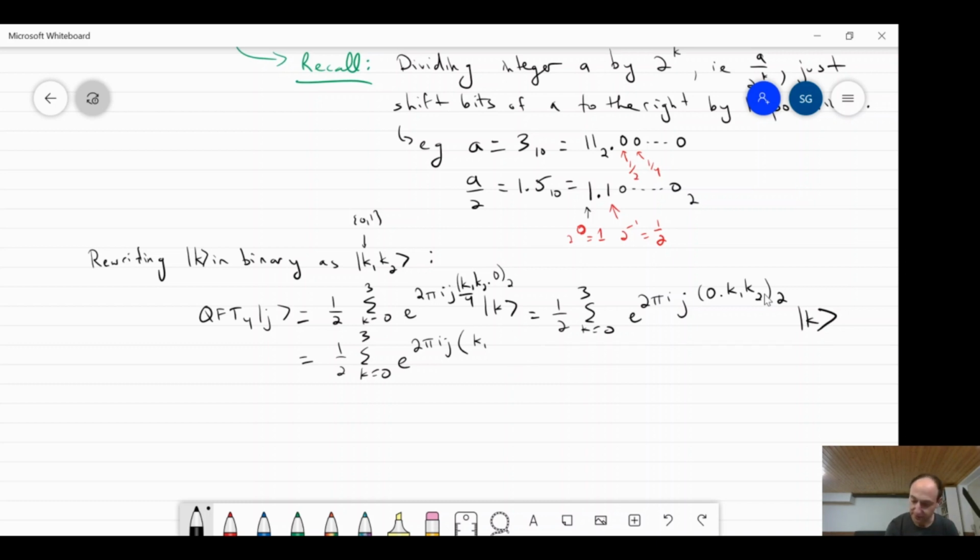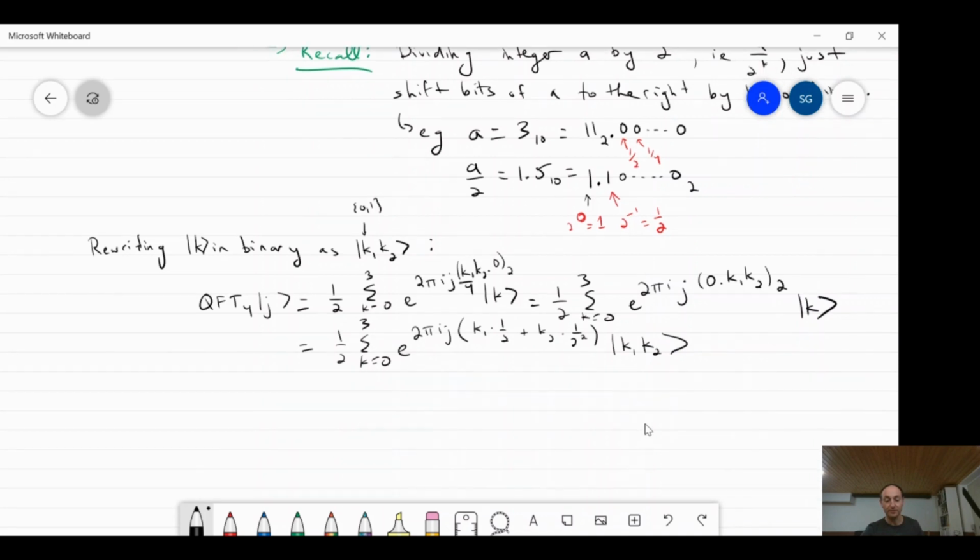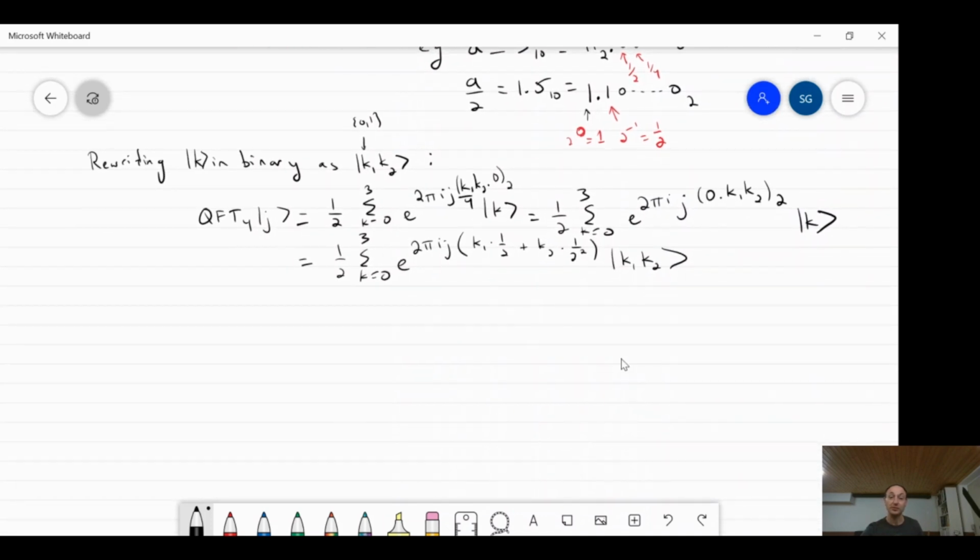Maybe I should write it that way. k1 times a half plus k2 times 1 over the next power of 2, a quarter. And this is just k1, k2. So now why in the world did I do this? I took this binary number and I opted to rewrite it in terms of its expansion, in terms of powers of 2.